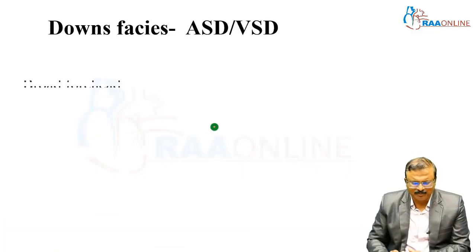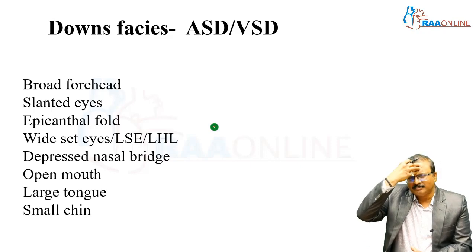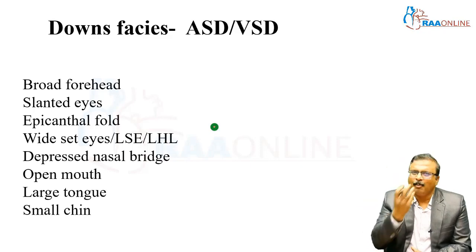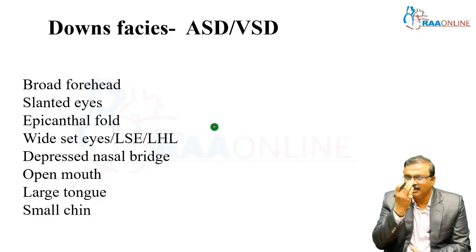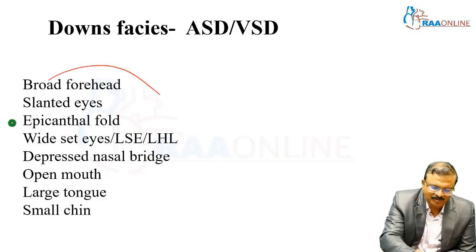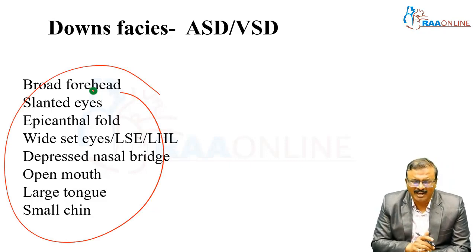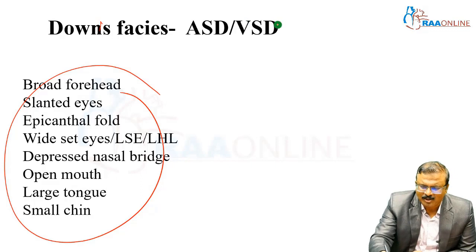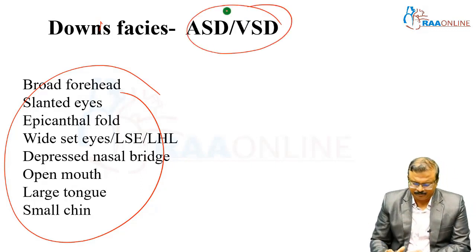Down's face, we know what happens in a Down's face. Broad head, epicanthal fold, macroglossia, small chin, slanted eyes, depressed nasal bridge, very classical of Down syndrome. If they ask, it is very easy to say. Down's face is usually endocardial cushion defects, ASD or VSD.